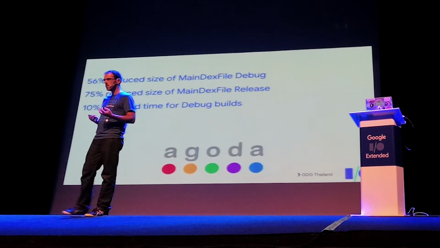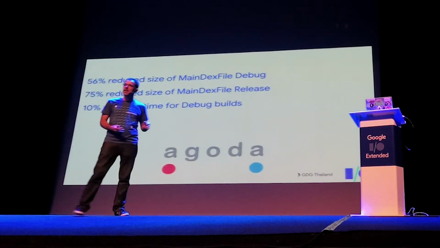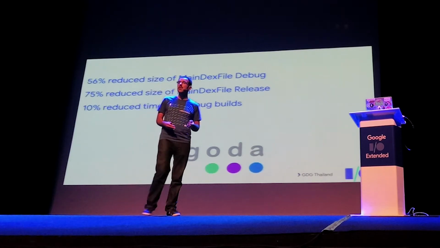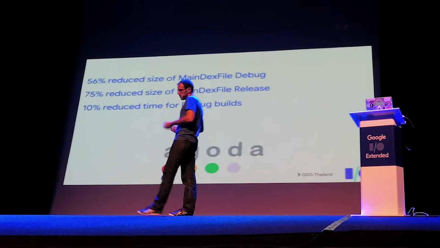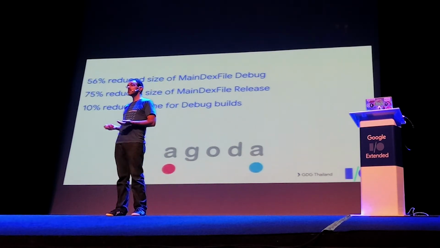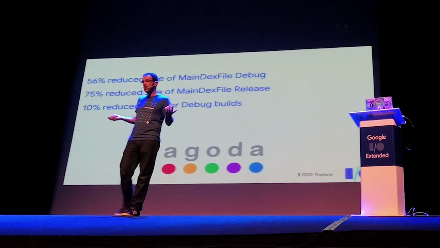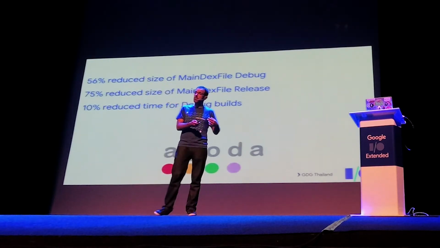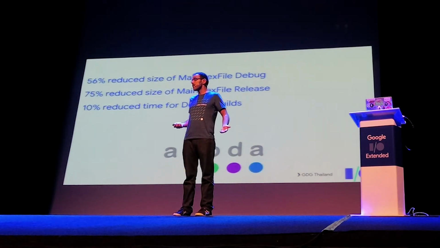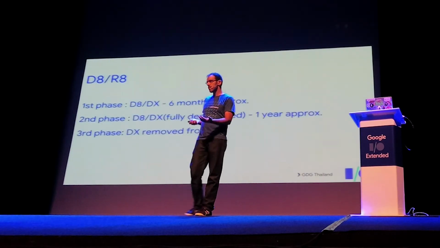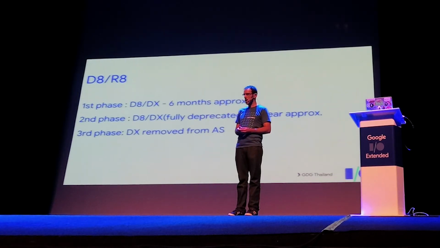In terms of debug, we have reduced 56% of the size of the main dex file. In terms of release, it's 75%. So the change was perfect. In terms of time for the debug builds, we have decreased 10%. So in that case, we are working with D8, and this is the strategy recommended by Google actually.